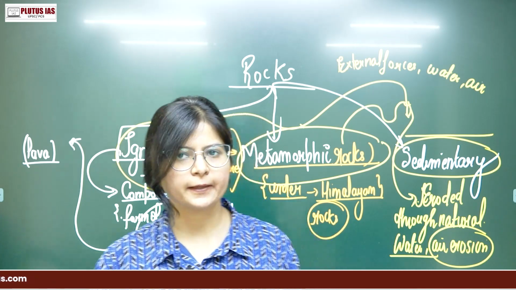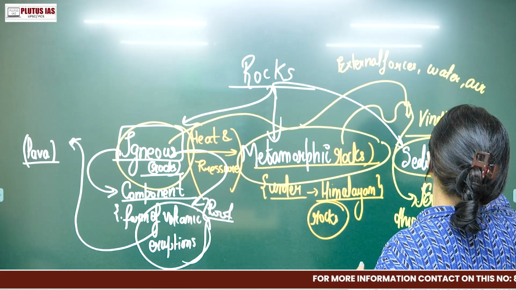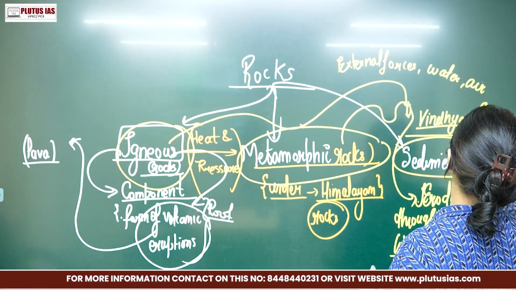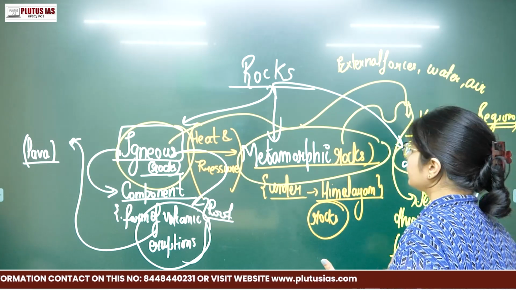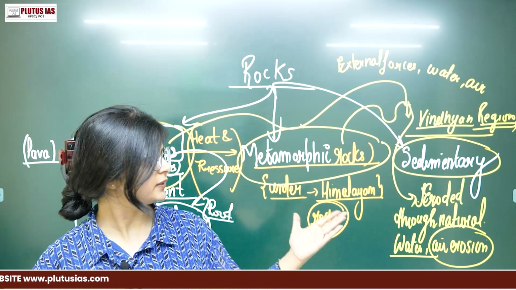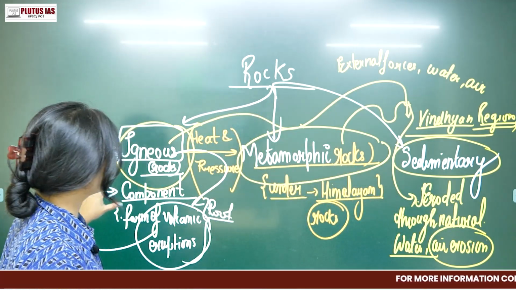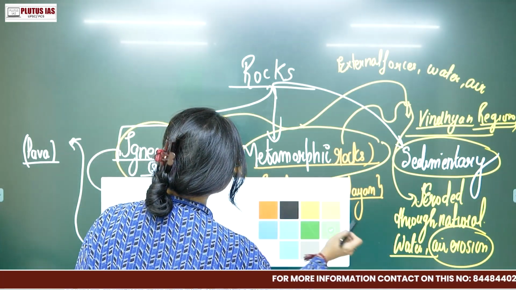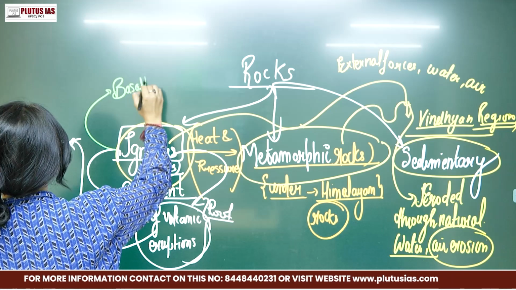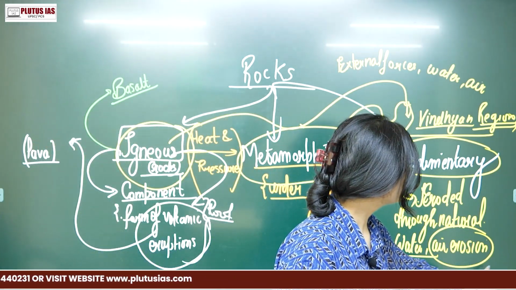Okay, your Vindhyan region is having sedimentary rocks. Sedimentary rocks you will find there, for example limestone. These are the examples of sedimentary. Okay, how will you find igneous rock? For example, the basalt that you find is a form of igneous rocks.